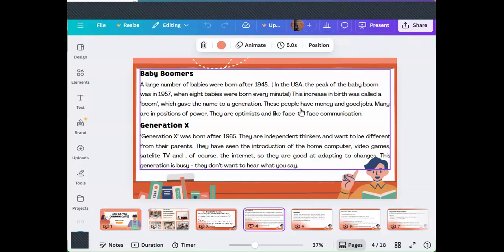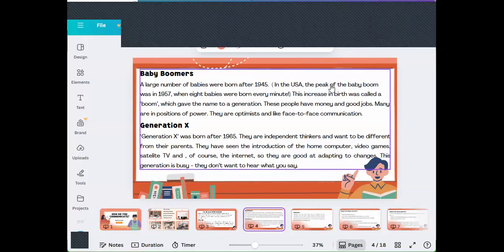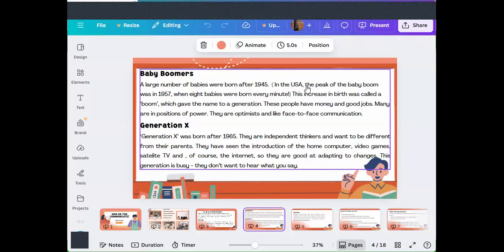In the US, the peak of the baby boom was in 1957, when eight babies were born every minute. This explains why the baby boomer generation got its name.